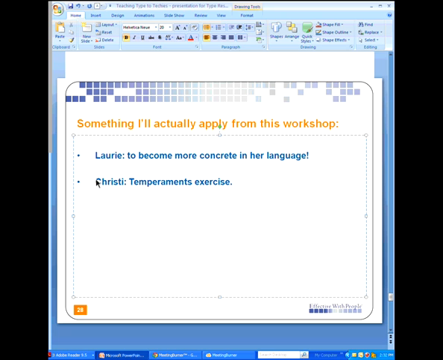This is Christy. I like the specific exercise you showed on the temperaments also, and the questions that you posed to them to get them to self-assess how their temperament affects the others in the group. I thought that was good self-reflection for them.